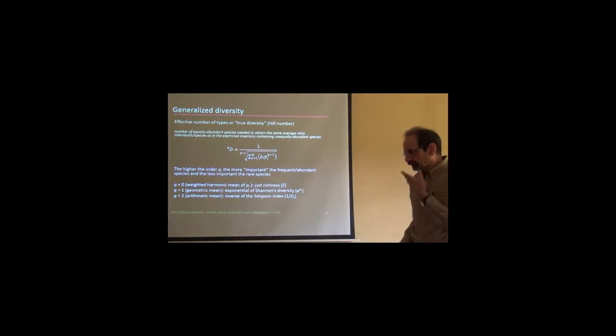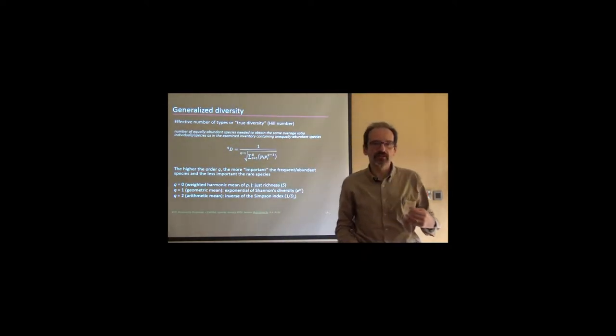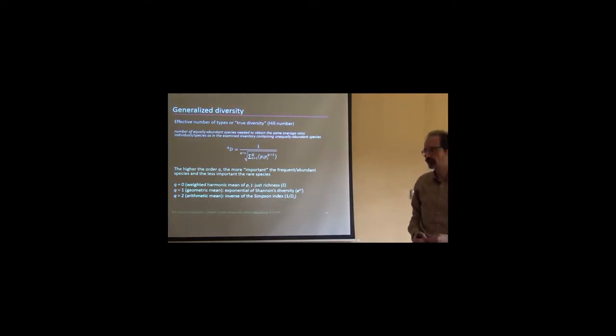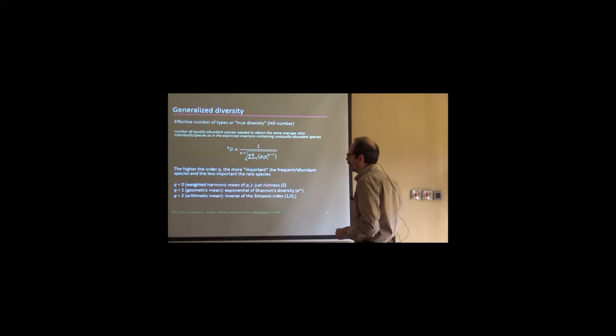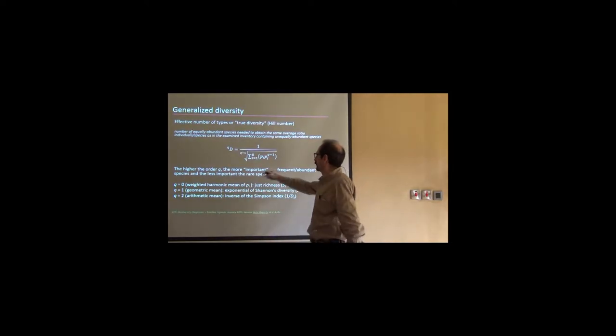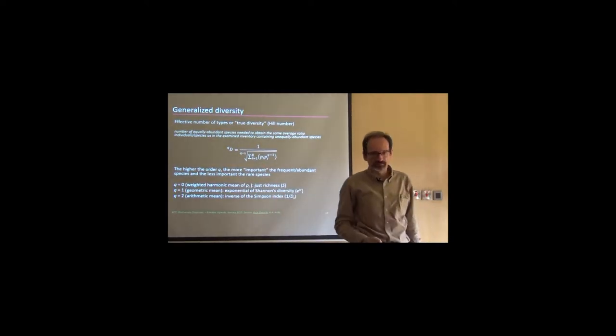Recently, diversity was generalized into this formula, which has a distinct advantage. It tends to measure what we call the true diversity. It's also called the Hill numbers. We don't need to get into the depth of the formula, but suffice to say that this p_i here is the relative abundance of each species.